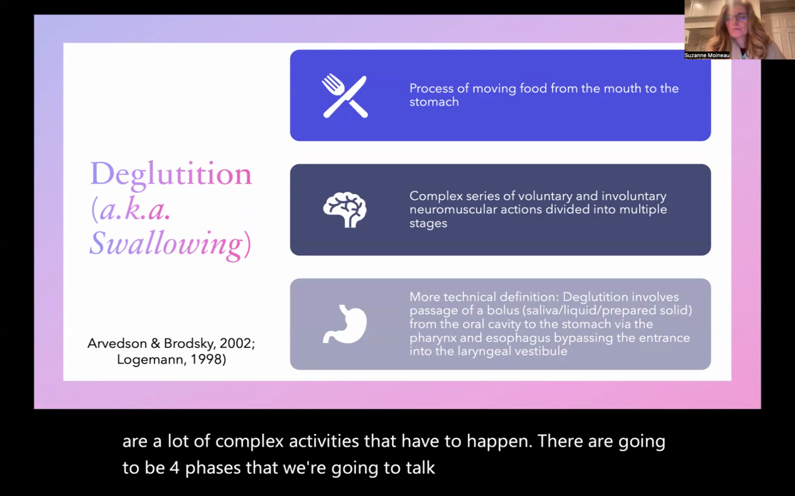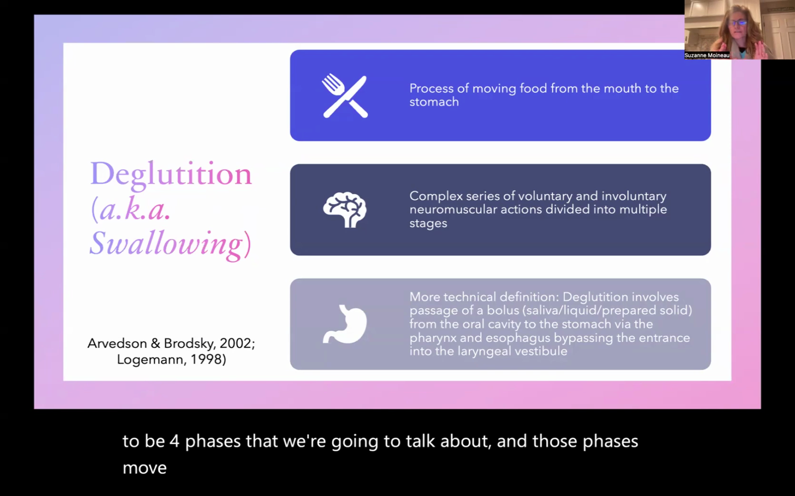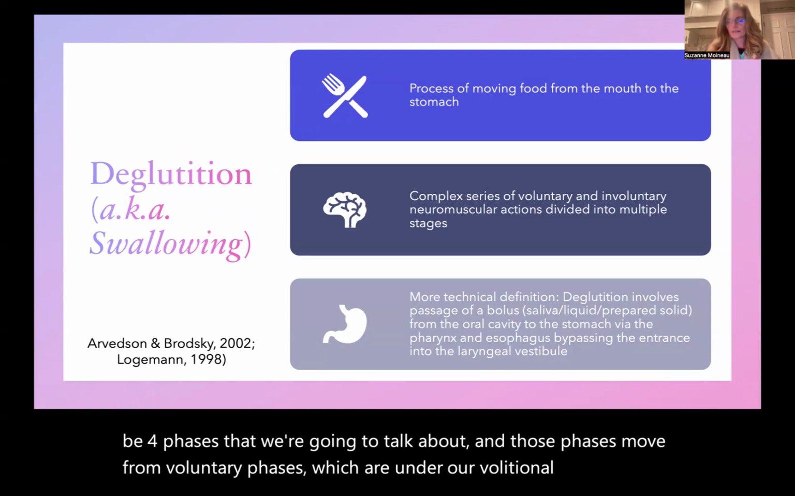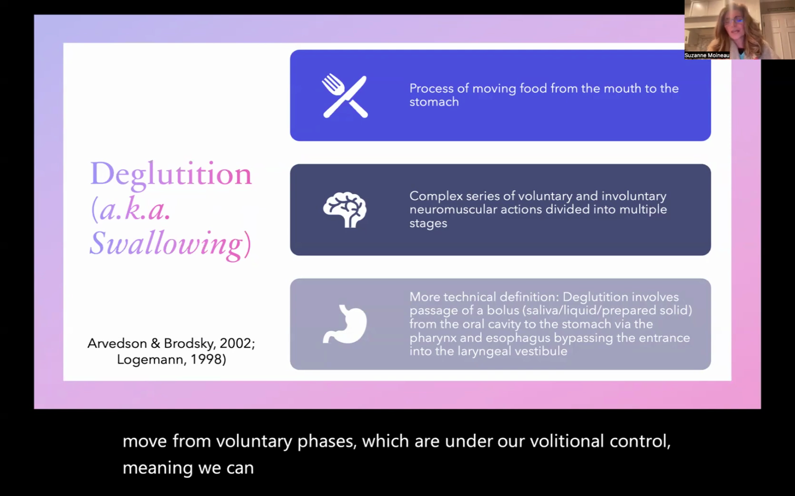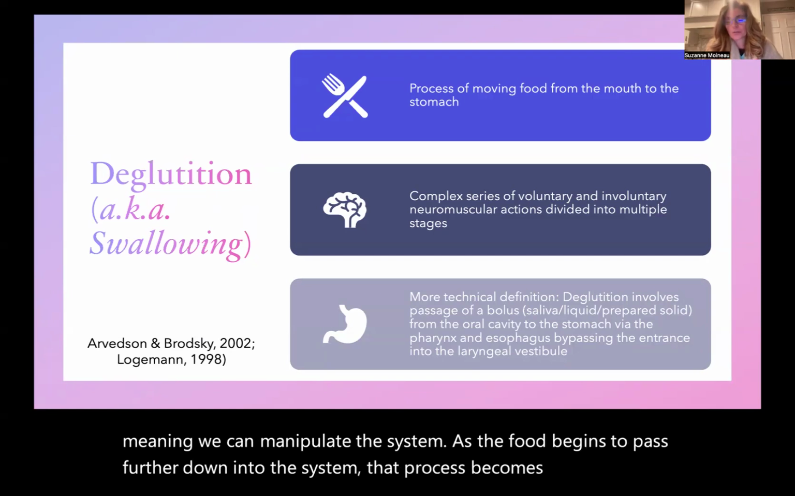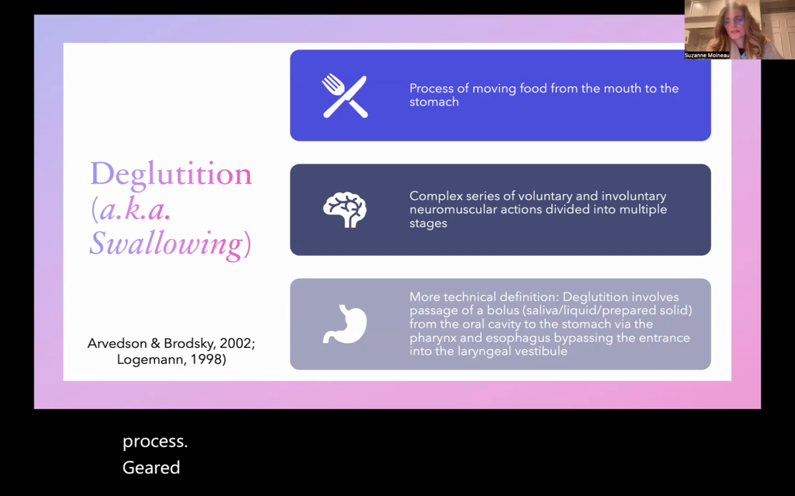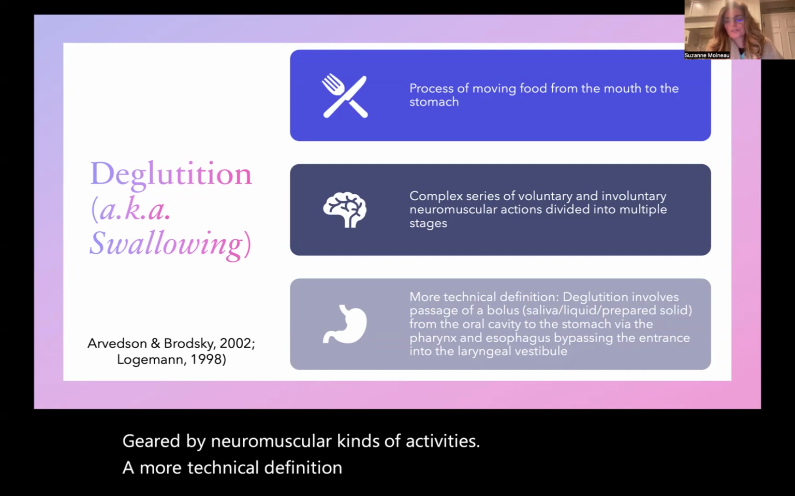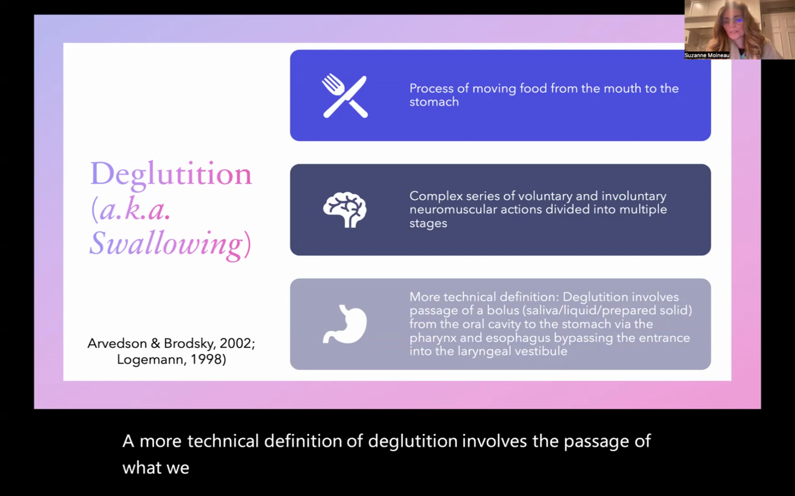And those phases move from voluntary phases, which are under our volitional control, meaning we can manipulate the system. As the food begins to pass further down into the system, that process becomes an involuntary process geared by neuromuscular kinds of activities. A more technical definition of deglutition involves the passage of what we call a bolus.